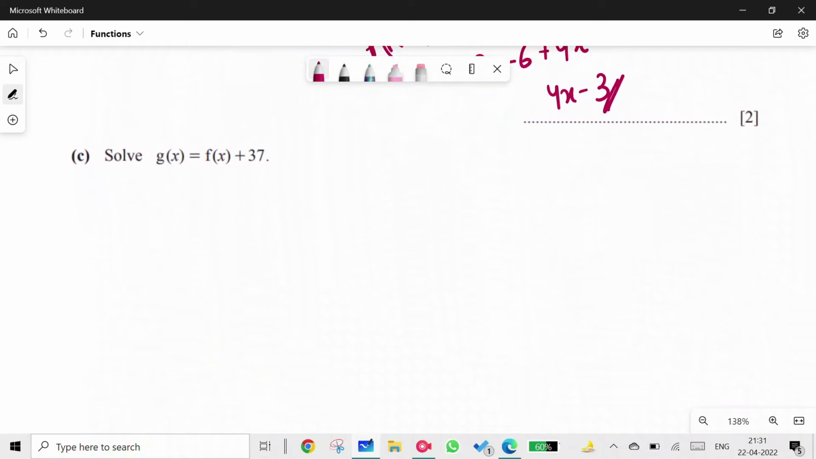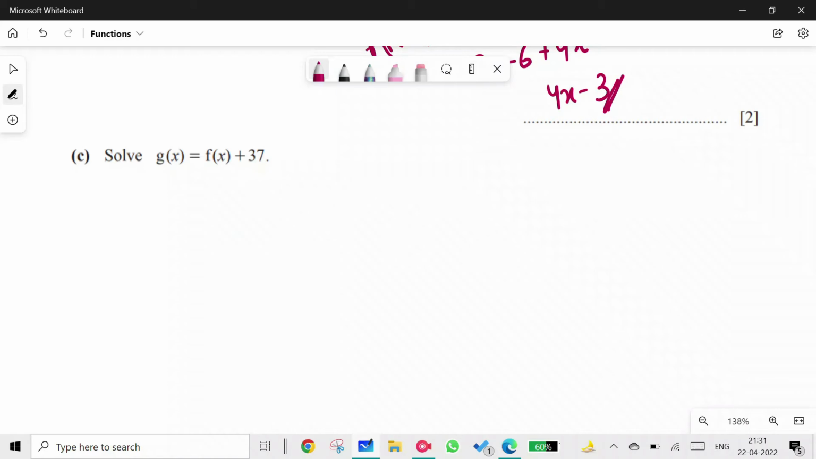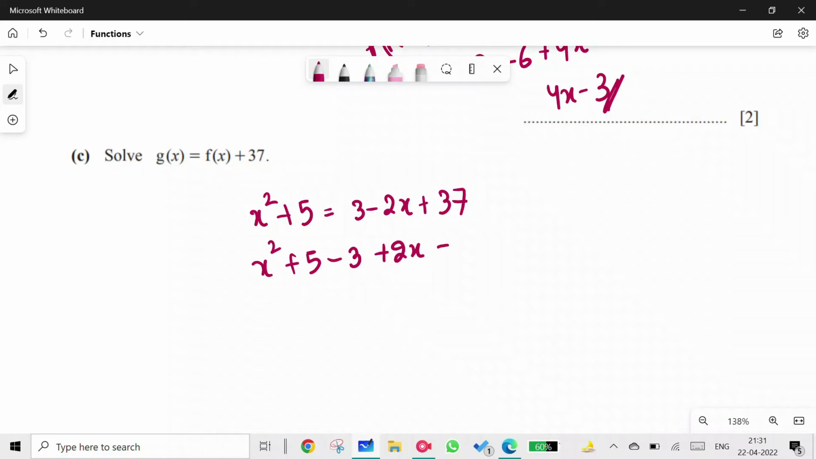Next, we have solve g of x equal to f of x plus 37. So this is pretty straightforward. Take the value of g of x and f of x. They both are given in the question. G of x is x square plus 5. F of x is 3 minus 2x, plus 37. So take all the terms to one side. So that would be x square plus 5 minus 3 plus 2x minus 37 equal to 0. So that is x square plus 2x minus 35 equal to 0.